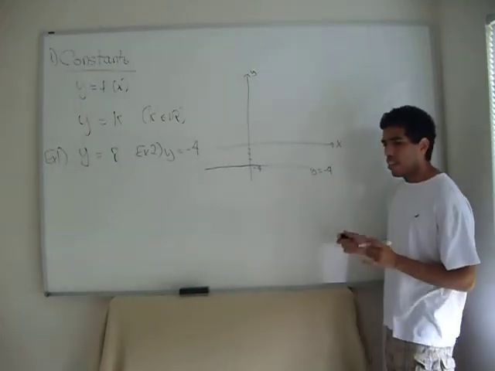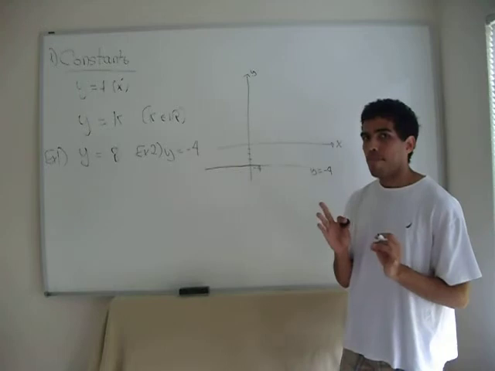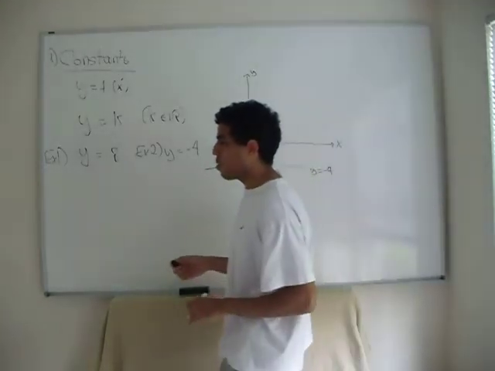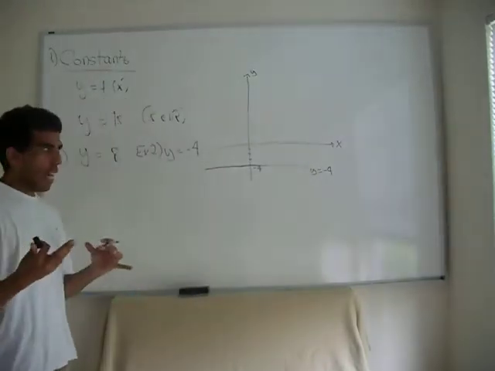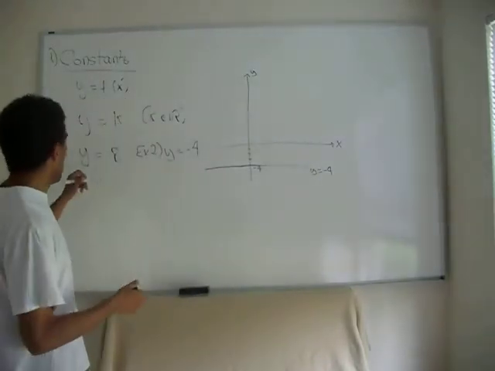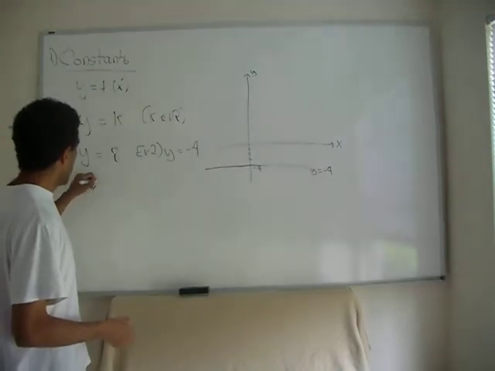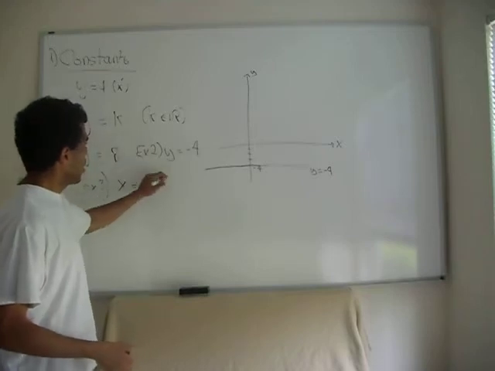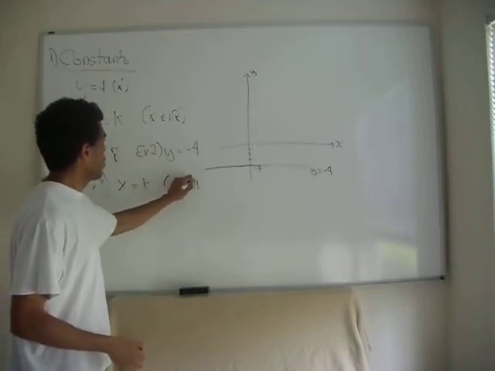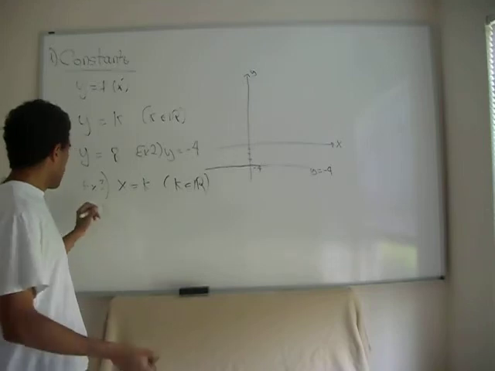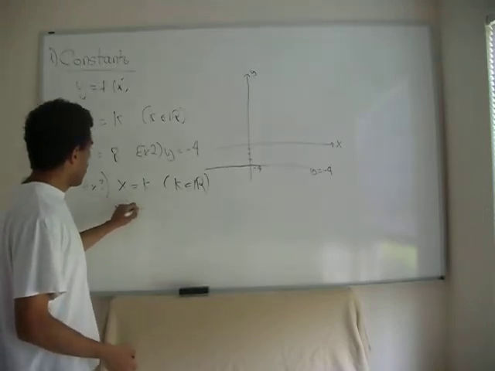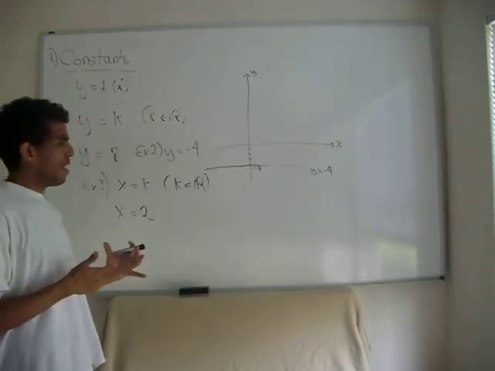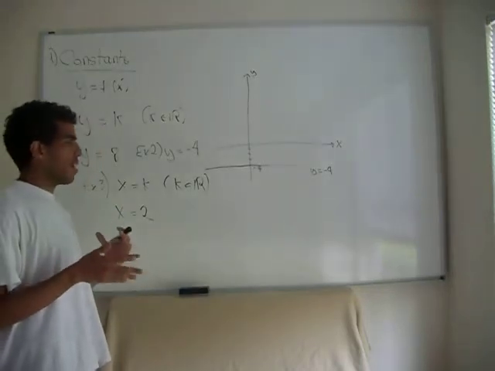Third example. It's not going to be particularly a function, but it's something I have to mention because it's going to be important for further videos. What happens when you don't have y equals k, meaning y equals a constant, but you have something like x equals k? And again, k belongs to the real numbers. Let's say something like x equals 2. Well, what's going on in that case? There's no y, right? It's technically not a function.